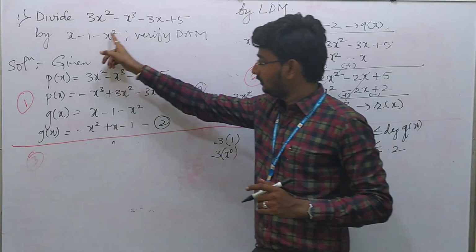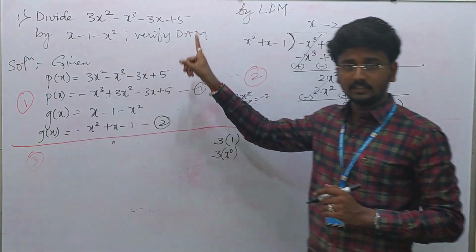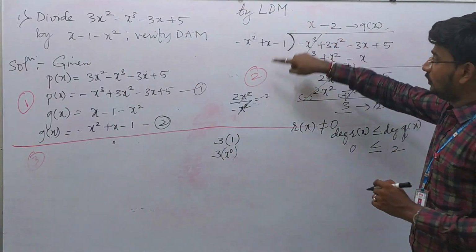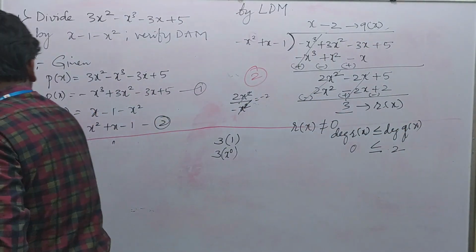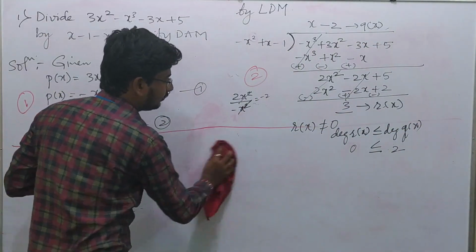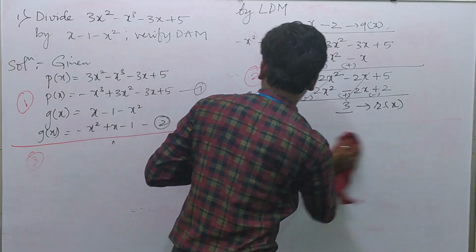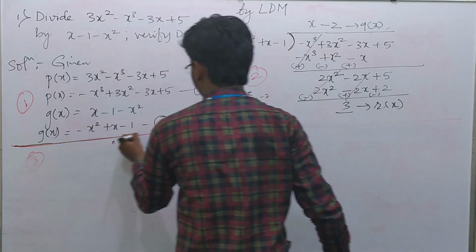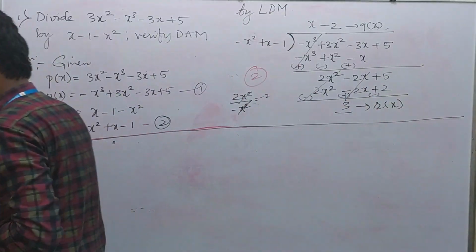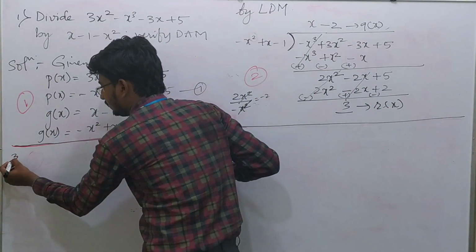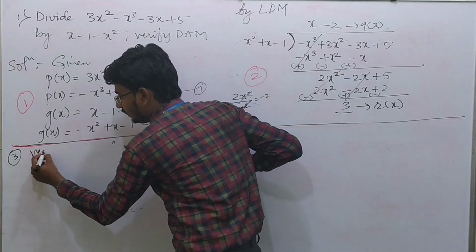So step 1, arranging p of x and g of x in the standard form. Step 2, long division method. Now the step 3, that is the final step, is the verification part. So let us verify the division algorithm method. Now coming to the third step, the final step, that is verification.